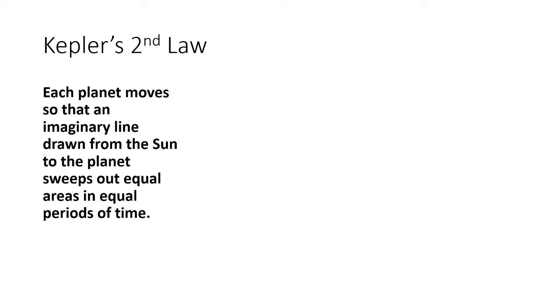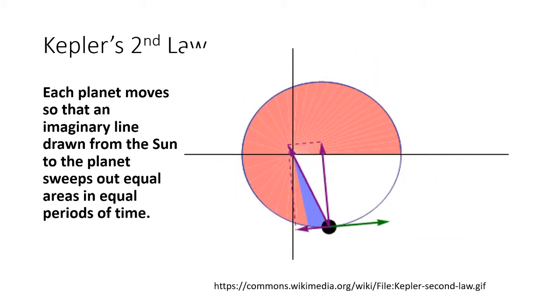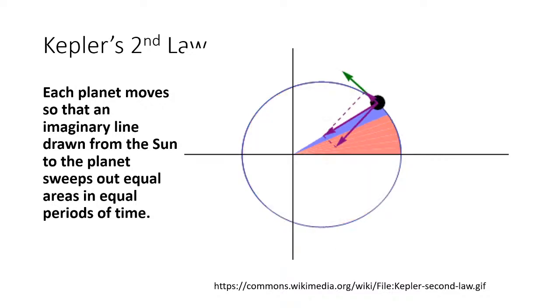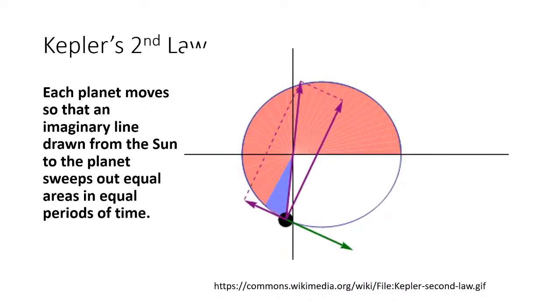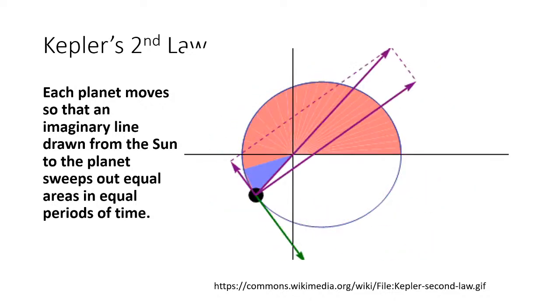Kepler's second law, in words: each planet moves so that an imaginary line drawn from the sun to the planet sweeps out equal areas in equal periods of time. This is difficult to see without a visualization, so this animation shows you this. There is a lot going on in this animation, but let me try and explain.